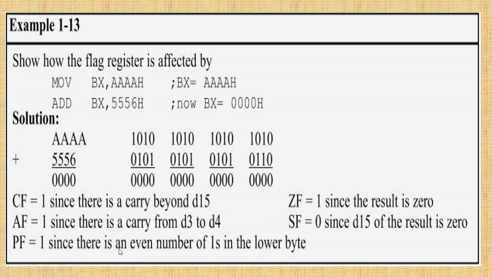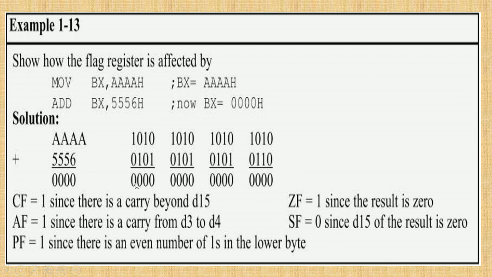So since there is an even number of ones in the lower byte, means actually here no ones, means 0 ones. What is 0? Even number. 0 is an even number, 2 is an even number, 4 is an even number. That's why parity flag is set. So what is the complete result? 16-bit result? 0. Zero flag is set since the result is 0.